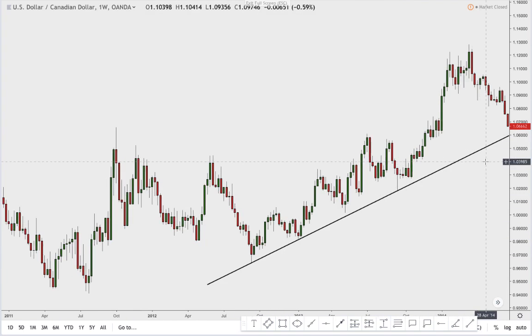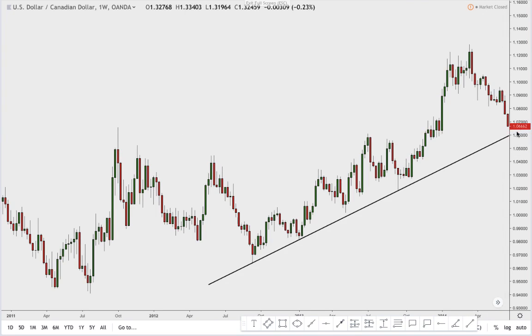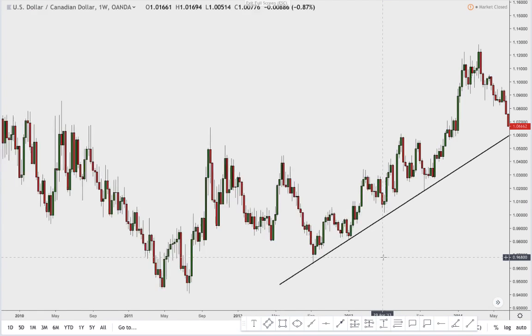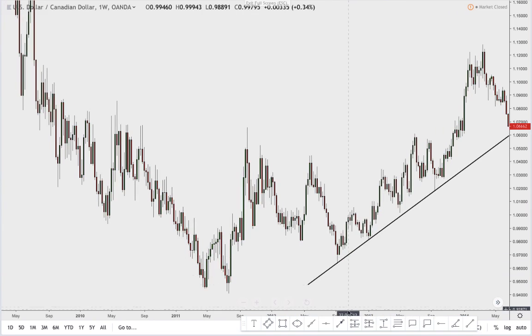At this point, the market is trading at 1.0662. This is the dollar CAD, as you can see. Now, we've identified the trend and we've been able to slap on a nice trend line. The next thing we want to look for is potential support and resistance areas. So I'm going to scroll back and try and look for potential areas of support and resistance.